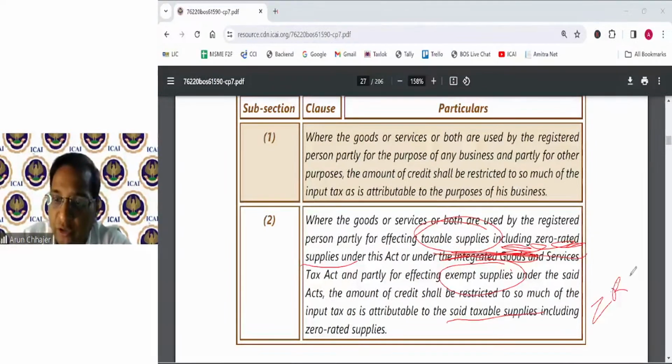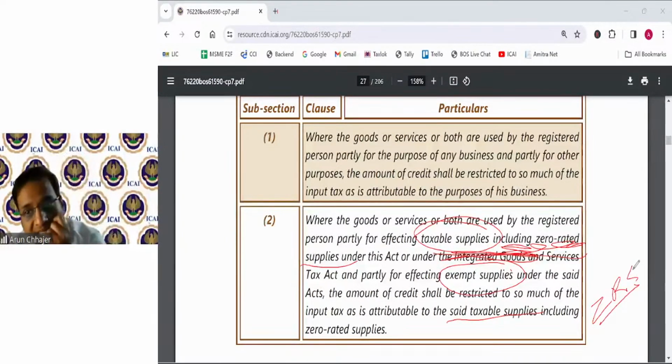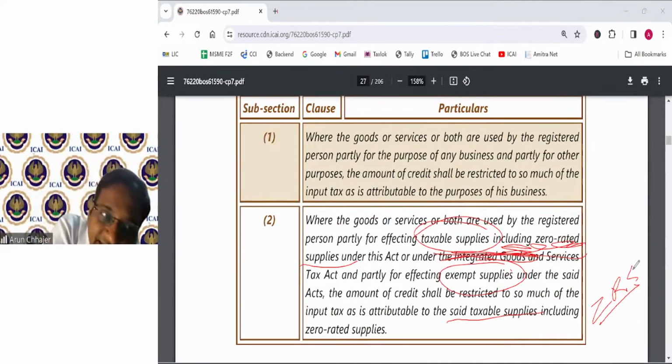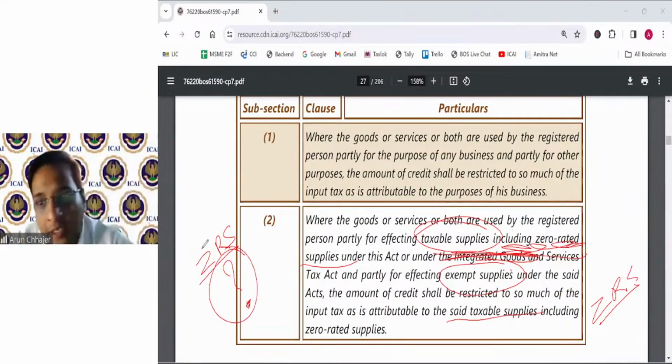What is the meaning of zero rated supply? In the GST, the word zero rated supply is defined. What is the meaning of zero rated supply? कौन सी सप्लाई जीरो रेटेड होती है? Please give me the answer. But the concept remains the same.